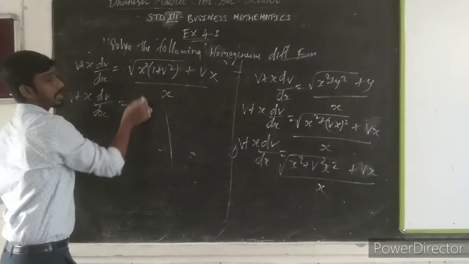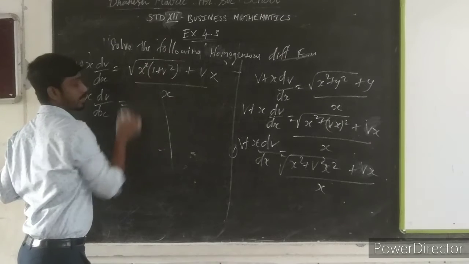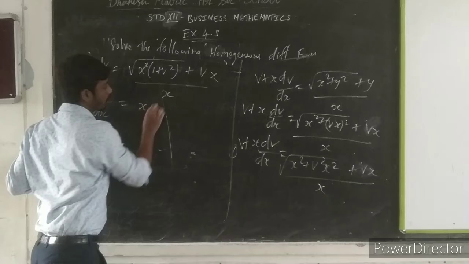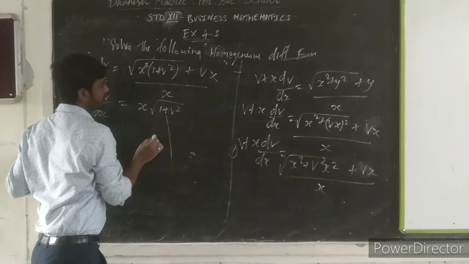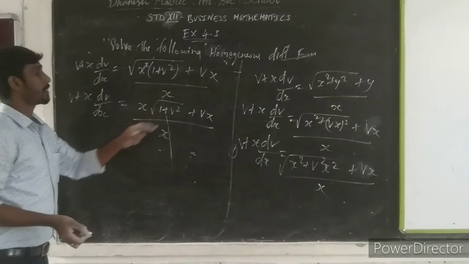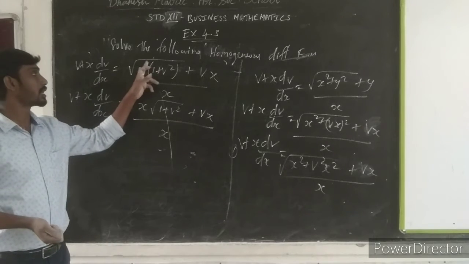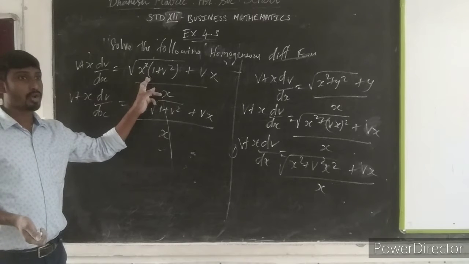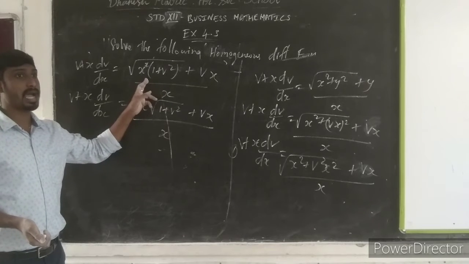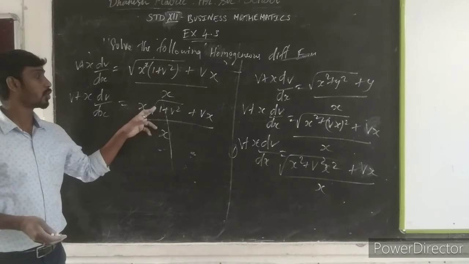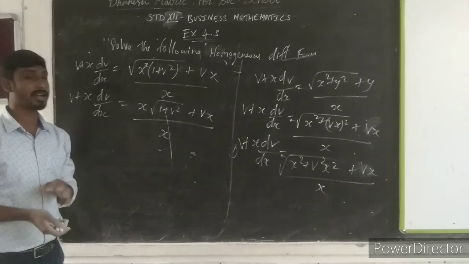Here we are taking root common. This root will be cancelled here. What is the remaining value? That is x root of 1 plus v square plus vx divided by x. This root and square will be cancelled. This root will be common for both the values of x and 1 by v square. So now we are getting x into root of 1 plus v square plus vx divided by x.